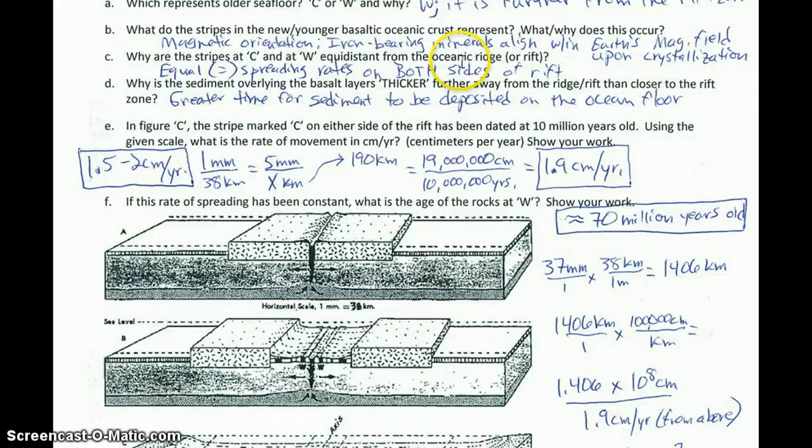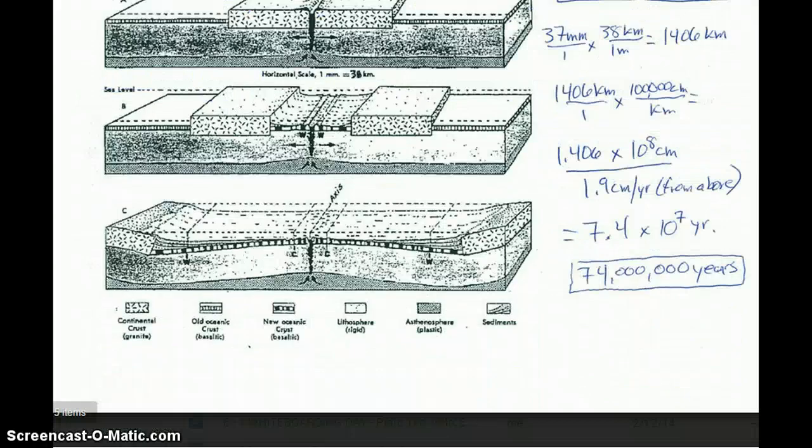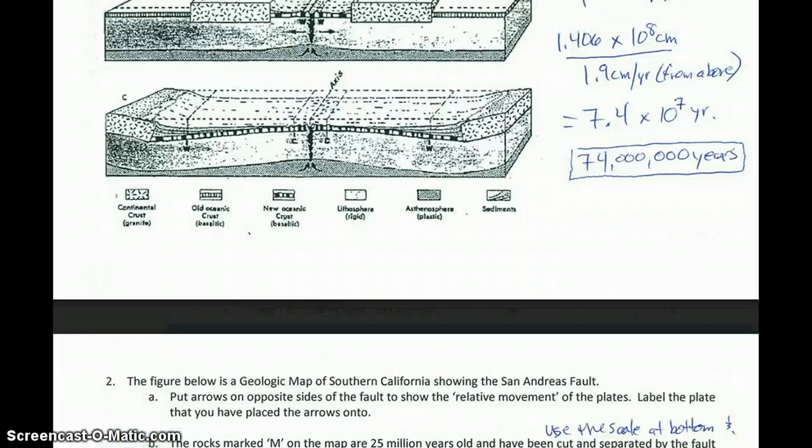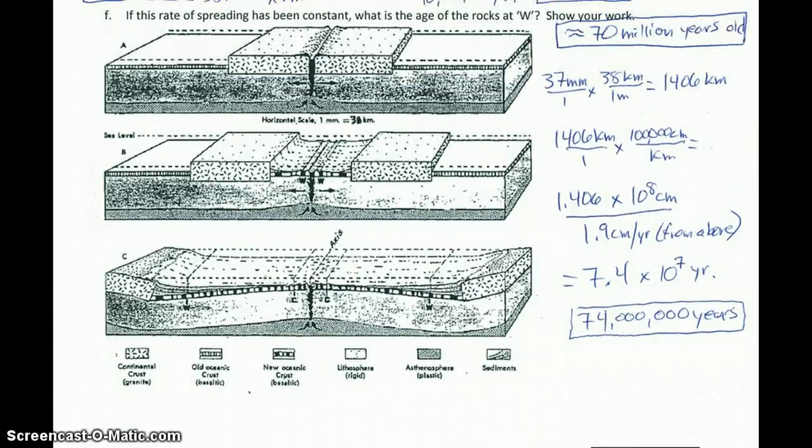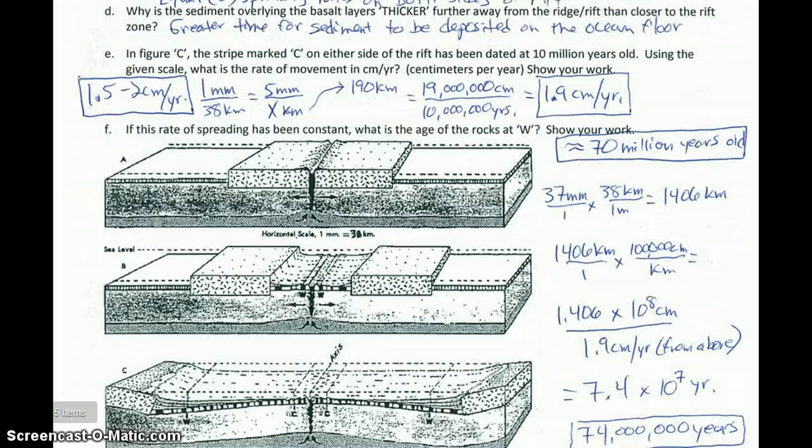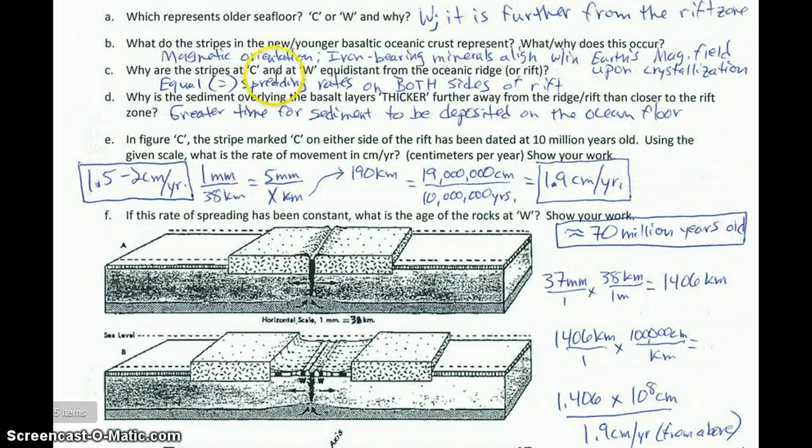So what are the stripes in C and W? Why are they equidistant on the ocean ridges? Well, we assume that the spreading rates are equal, they're traveling at the same rate. And as a result of that, if they travel at the same rate in the same amount of time, they should be about equidistant. And we see that W is about this distance here, where W on this side is about the same distance, and where C is located about the same distance. So they're kind of like mirror images of one another. We're simply assuming that the spreading rates on both sides are equal.